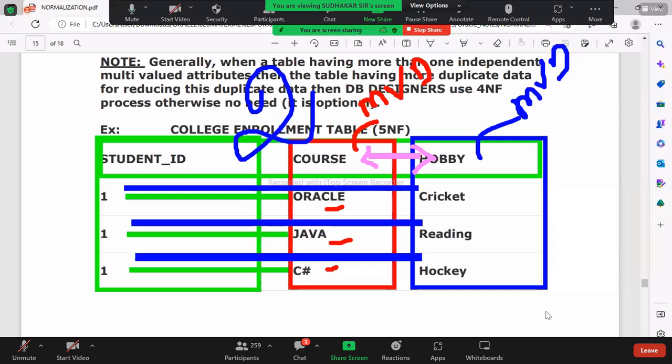So here in this table, what happened? More than one independent multi-valued column is there. But what 4NF was telling is that this should not be there. But here it is there. So does this table satisfy 4NF? No, not satisfied. Then what do I want to do? I need to split this, separate them. Okay, now I'm separating.